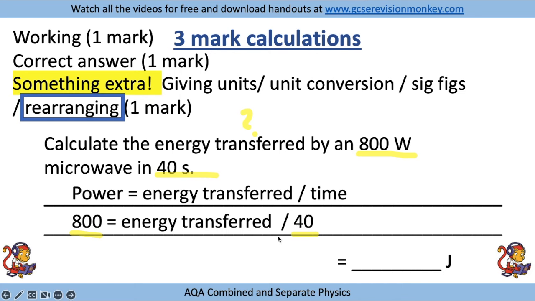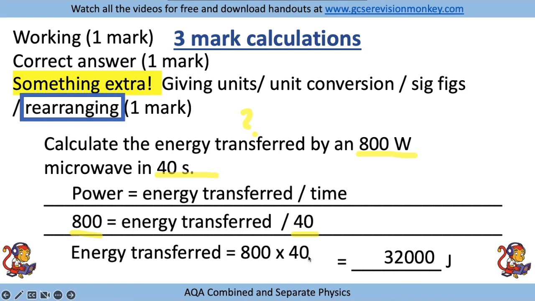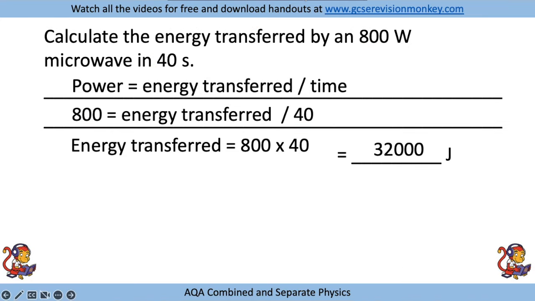But because we've got divide by 40 this side, we need to multiply both sides by 40, show our working. Energy transferred is equal to 800 multiplied by 40, which is 32,000 joules. So that's another thing that they could do in a 3-mark calculation. And look out for this.